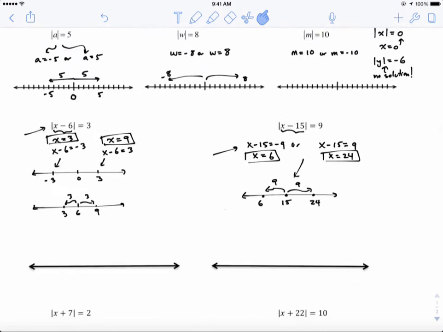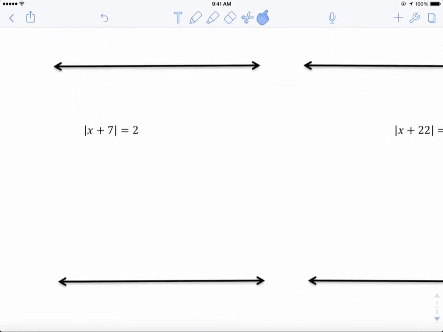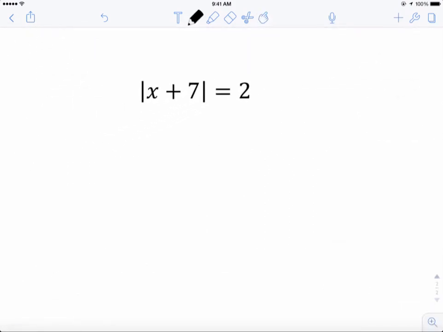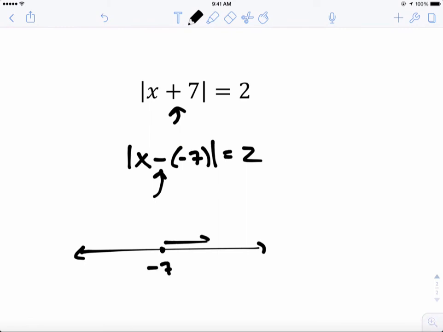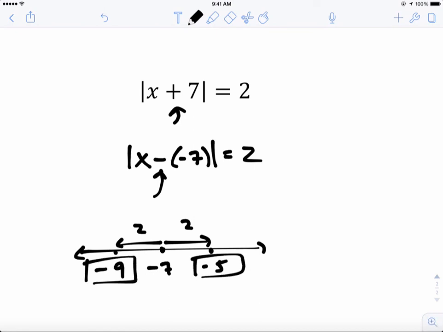All right, two more examples. What happens when I have something like the absolute value of x plus 7 equals 2? Well, just notice that x plus 7 can be rewritten as x minus negative 7. The absolute value of that is equal to 2. Okay, so we say, oh, the difference between x and negative 7 is either 2 or negative 2, right? So this is just saying that x is 2 away from negative 7. Negative 7 is our center number, if you will. And we're saying that x is 2 away in either direction. So x can either be negative 5 or negative 9. Boom. Those are our two solutions.